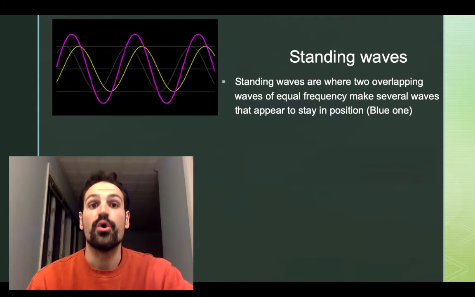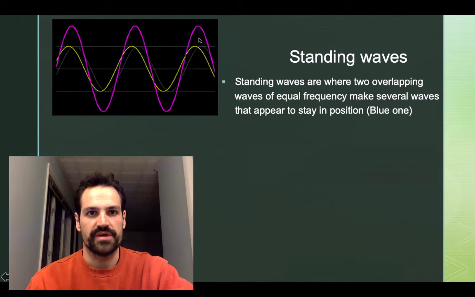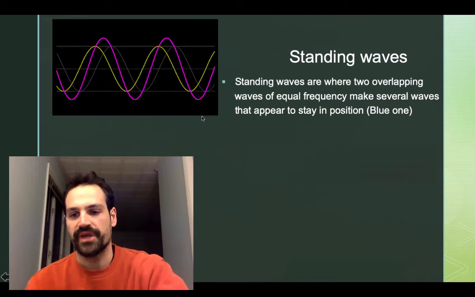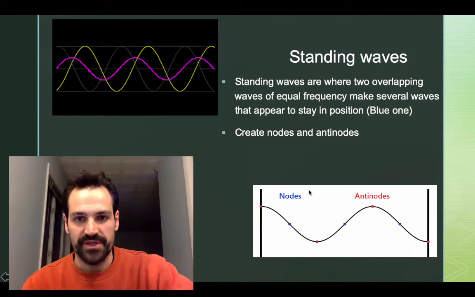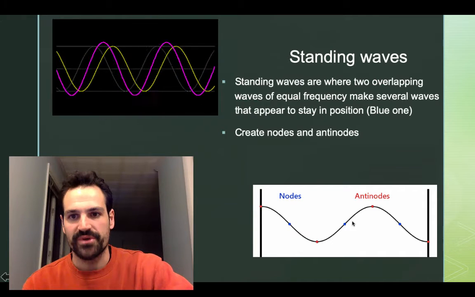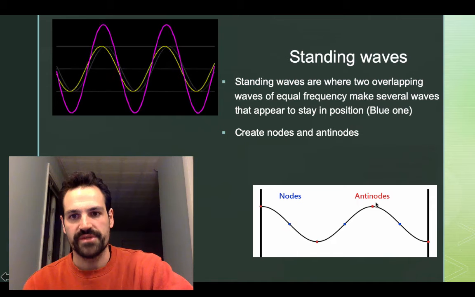Those are called nodes. However, this place where it turns from a trough to a crest to a trough to a crest is called an antinode. So they create nodes and antinodes. Nodes are just wherever it's always at the equilibrium position. Antinodes are, of course, where it makes crests and troughs.